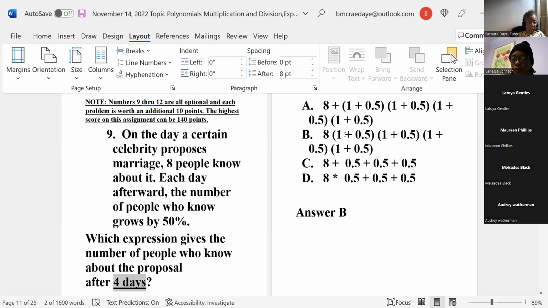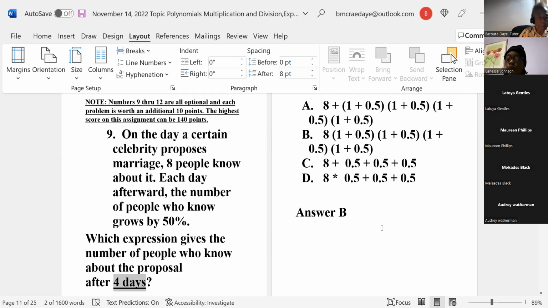You could have really added this and just said 1.5. Okay, 1.5 times 1.5 times 1.5 times 1.5. Or you could have said 1.5 and raised it to the 4th power. That's multiplying it 4 times, right? So sometimes you'll see it like this. Sometimes you'll see it as a power. You got it? Mercedes, is that clear?